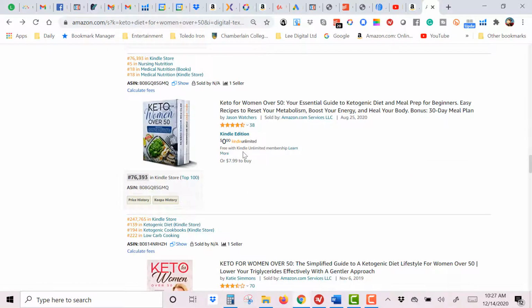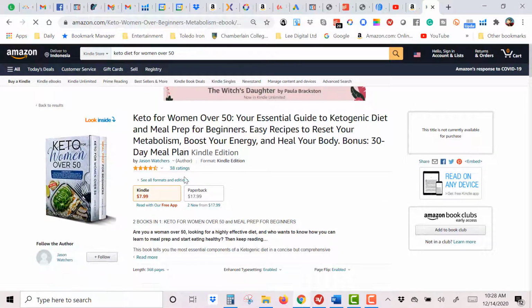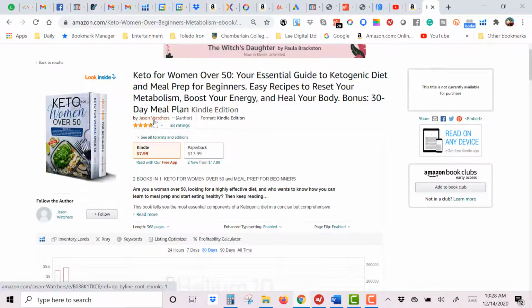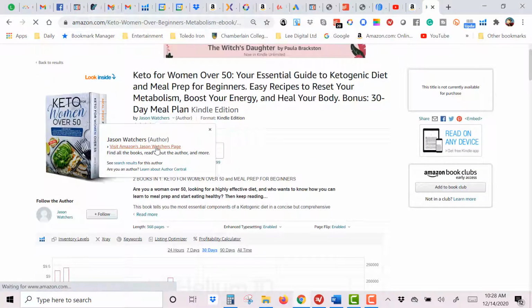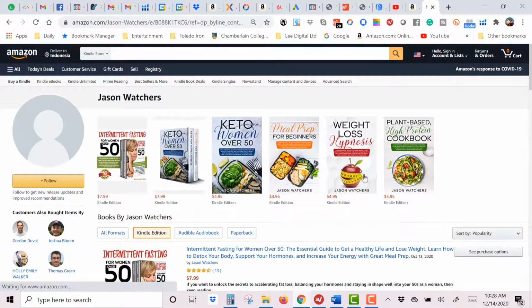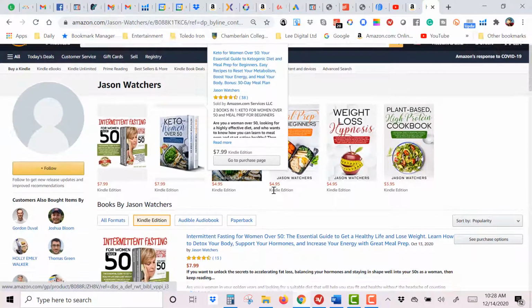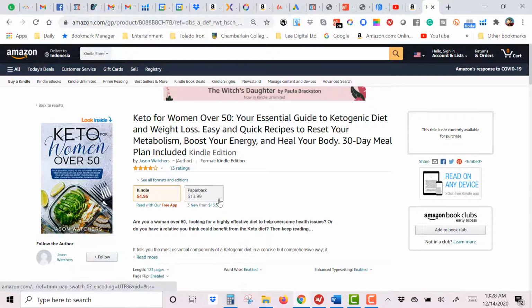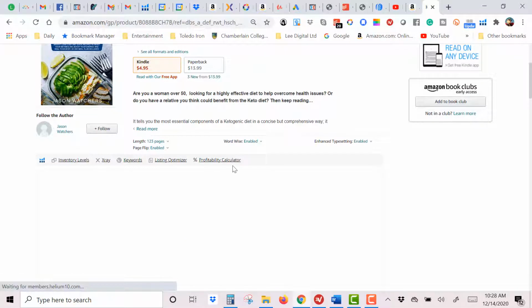So let's look at this example here. 38 reviews. This is a self-publisher back in August. We should be able to see some data here. We're not going to look at this bundle. We're going to look at just the one book. So let's go into the author's page. This is a self-publisher, and let's find this one book here. Here it is. So only 13 reviews. Let's take a look at that one, and let's see what Helium tells us.